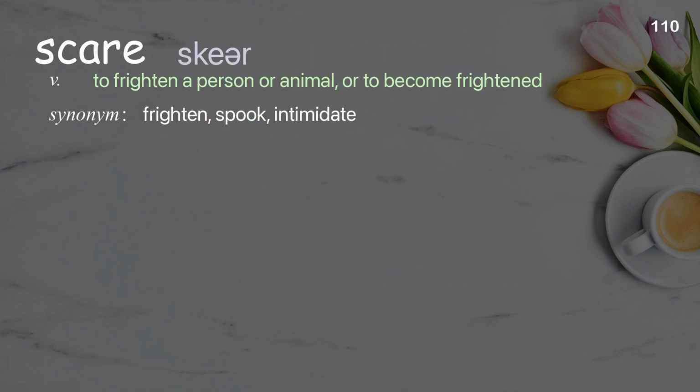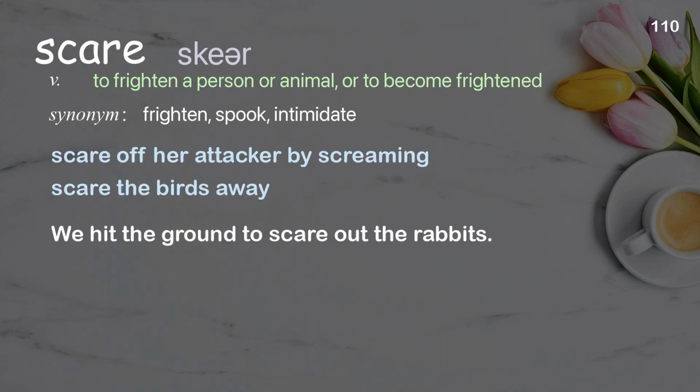Scare. To frighten a person or animal, or to become frightened. Examples: Scare off her attacker by screaming. Scare the birds away. We hit the ground to scare out the rabbits.